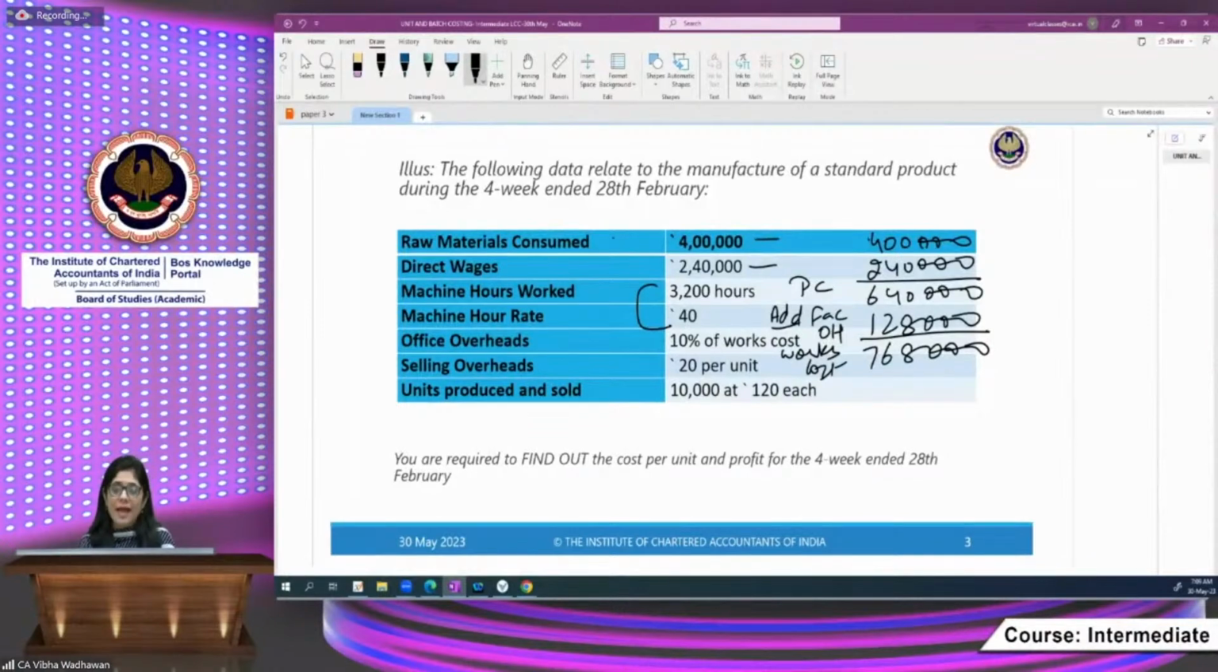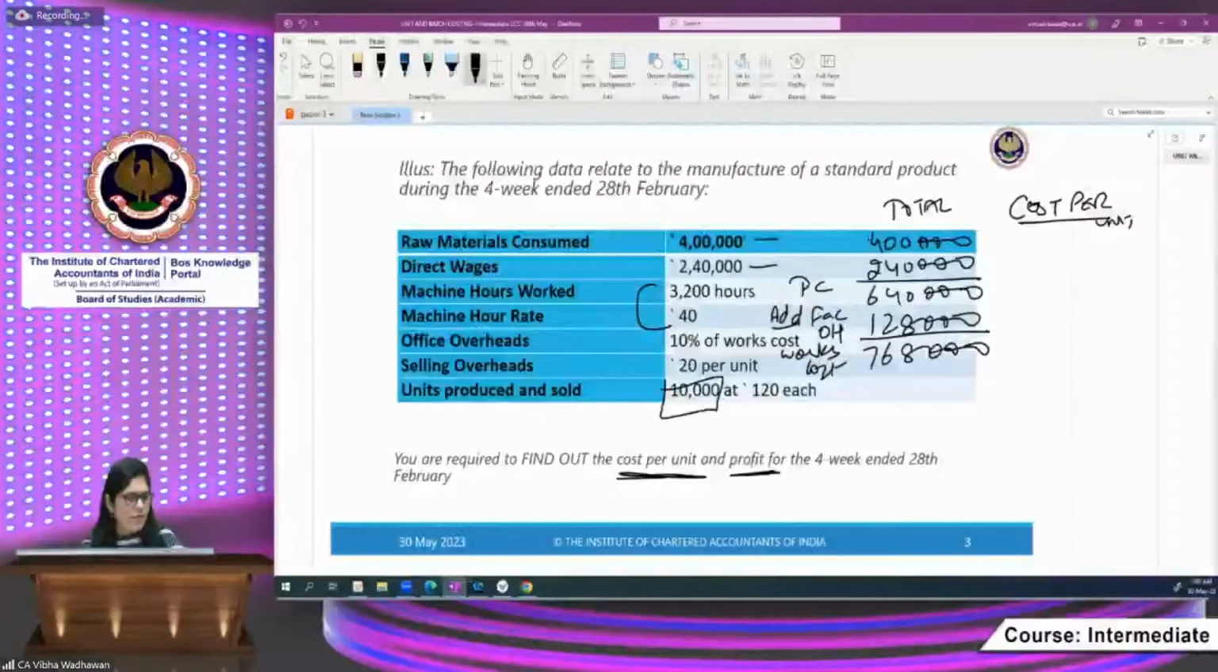Students, you have to calculate per unit also. You have to find out cost per unit and profit. So this is the total, and you have to find out cost per unit side by side. How many units? 10,000 units are there. There are no stocks. You have to calculate cost per unit simultaneously. Yes, factory overheads you add. Very good. Factory overheads, you will get works cost. Calculate cost per unit also.